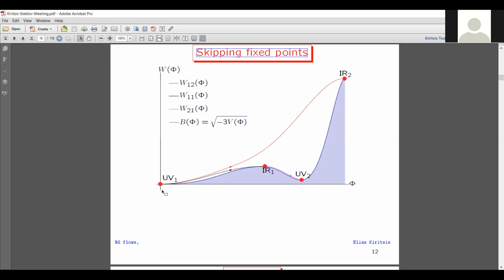In this plot, again, this is the function B. These minima of B are two maxima of the potential that corresponds to UV fixed points. And these maxima of B are minima of the potential, so they are potential IR fixed points. Now, in this example, there is a regular solution that starts from UV1, flows, skips the next fixed point, and flows to IR2. But there is also a flow that starts at UV1 and ends up at the nearby fixed point. Now, both of these flows have the same coupling constant, but they have different vacuum expectation values, and both of them lead to regular flows.